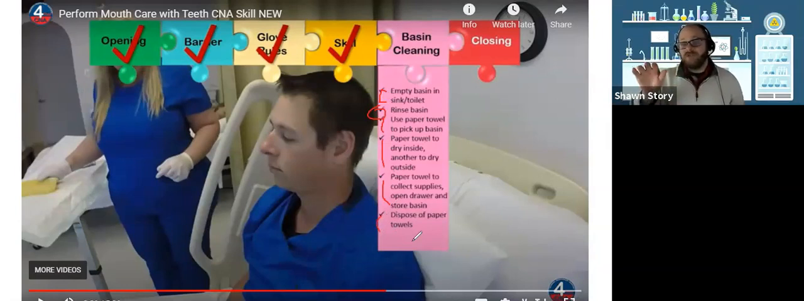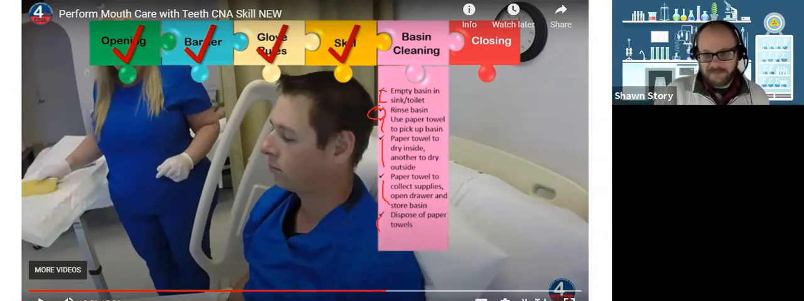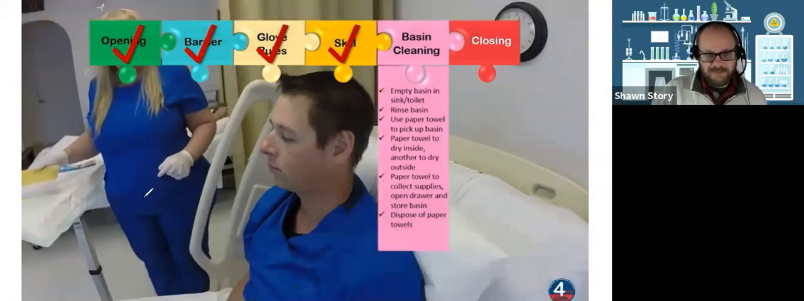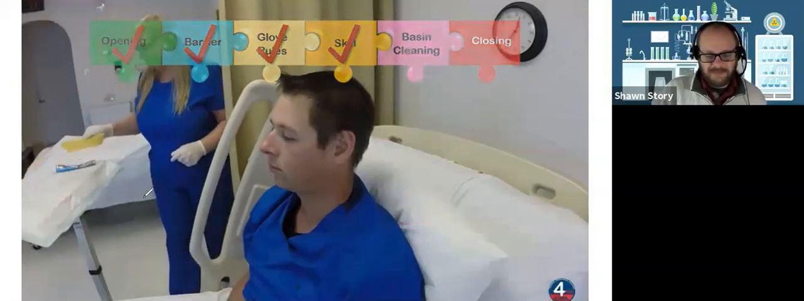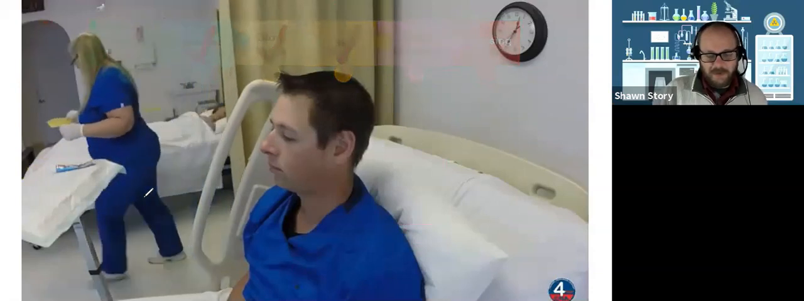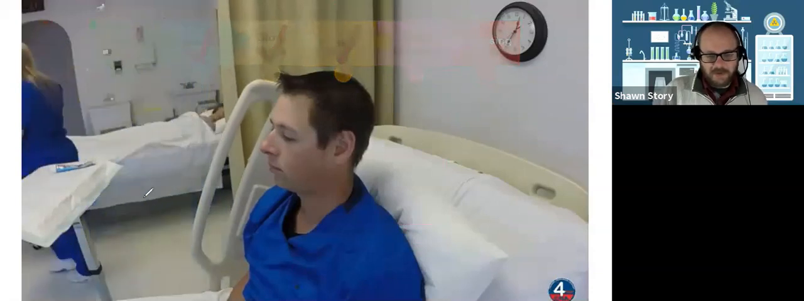Because once you're washing things, you will take a dry paper towel and use that dry paper towel to pick up things, so you're not touching them. You're keeping them as sterile and as clean as possible. All right. Clean the basin, and I'll be right back. I wonder if they will show us. Yep.